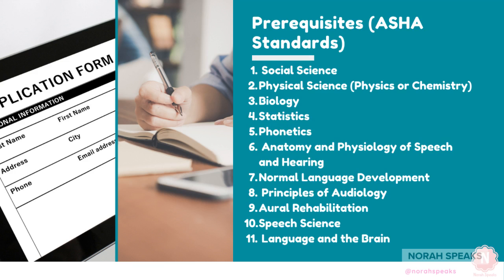These are the ASHA prerequisites that you need to have done to obtain your SLP master's degree. Some of these will be built into your program, but others will not, such as biology, stats, social science, and physical science. I recommend taking these at the undergrad level, but you can take those at any point before you get your master's degree.